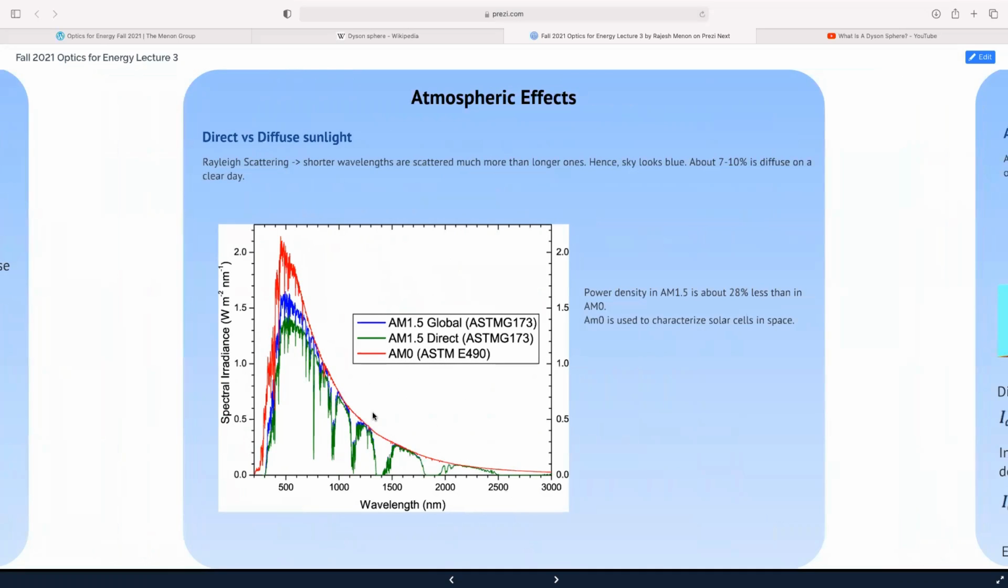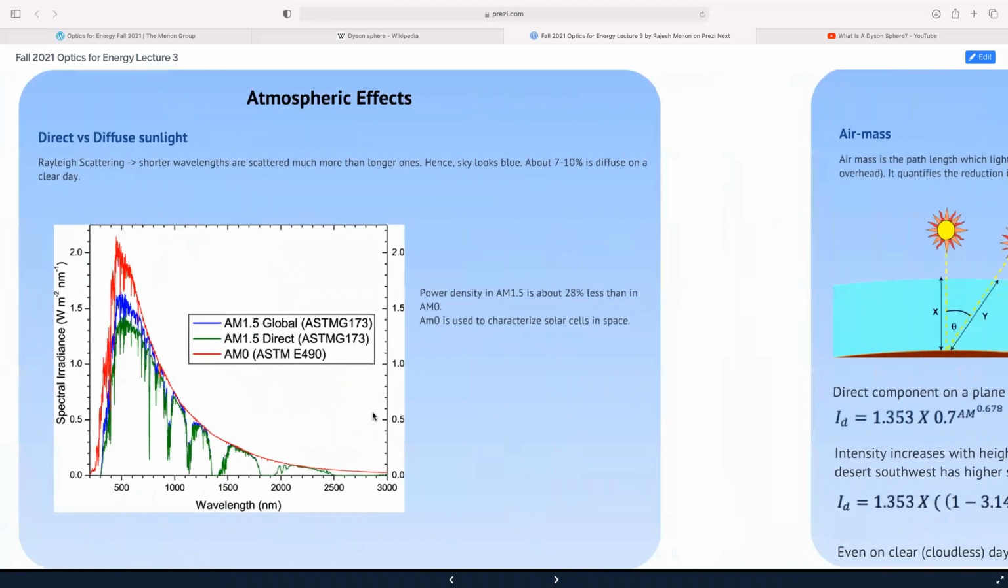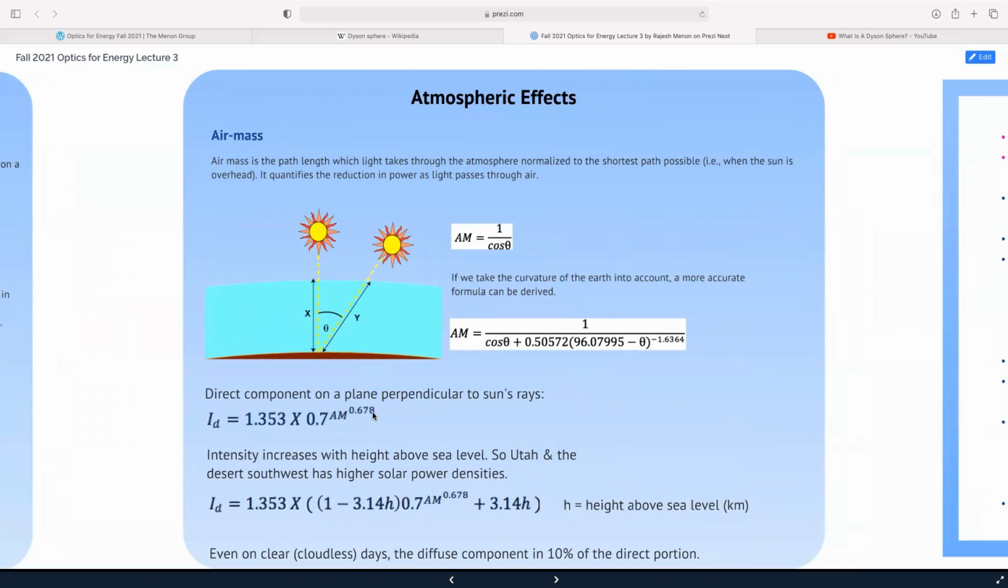Yeah, direct versus diffuse, I already talked about it. If you have a solar concentrator, you particularly only collect direct light, so you have to track the sun. Diffuse light is very hard to collect. For instance, with concentrators, we'll talk about this next week in a bit more detail.